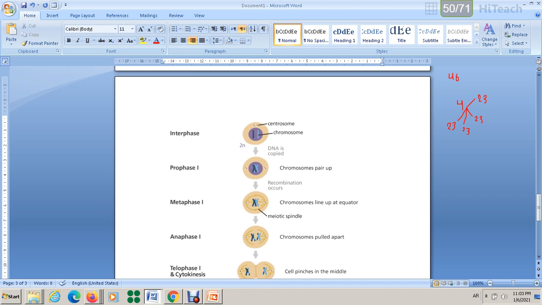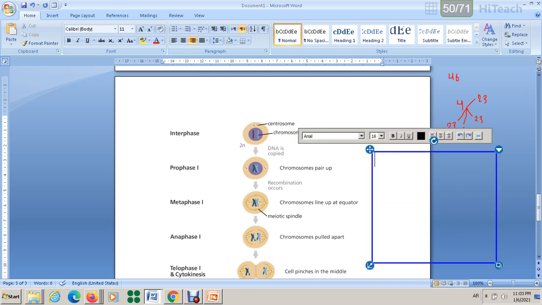Let's talk now about meiosis and the phases of meiosis. You have to know that for meiosis we have meiosis 1 and meiosis 2. Okay, so now we're going to start talking about the phases of meiosis.